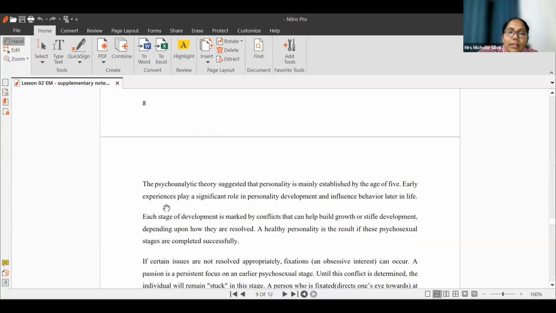So the psychoanalytical theory suggested that personality is mainly established by the age of 5.